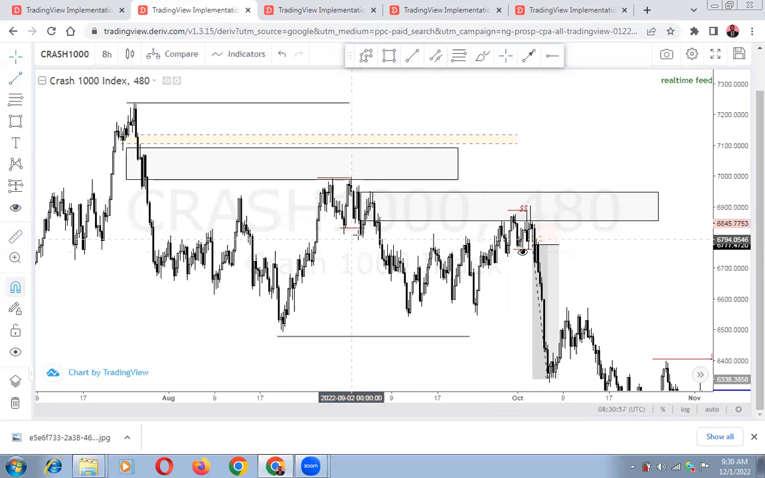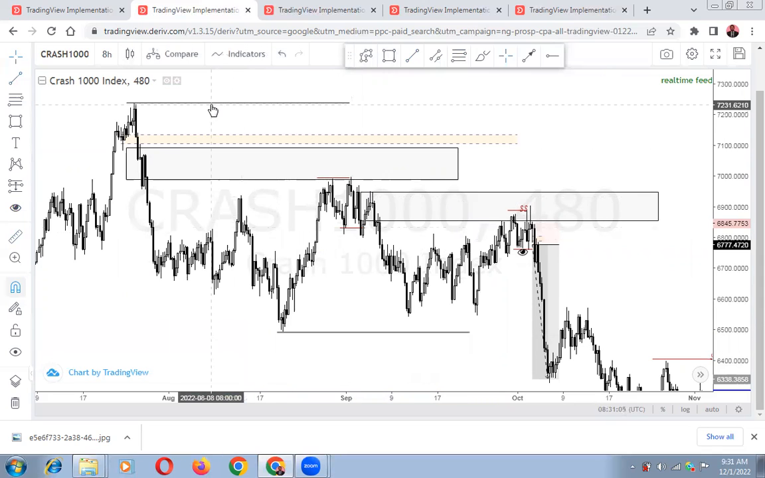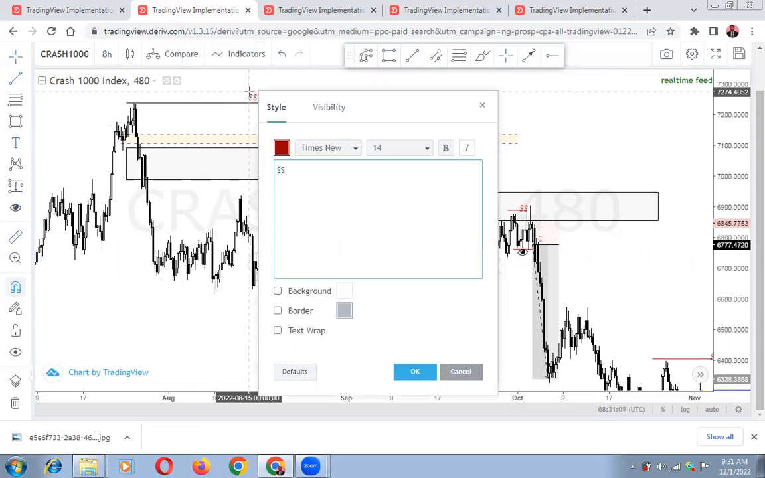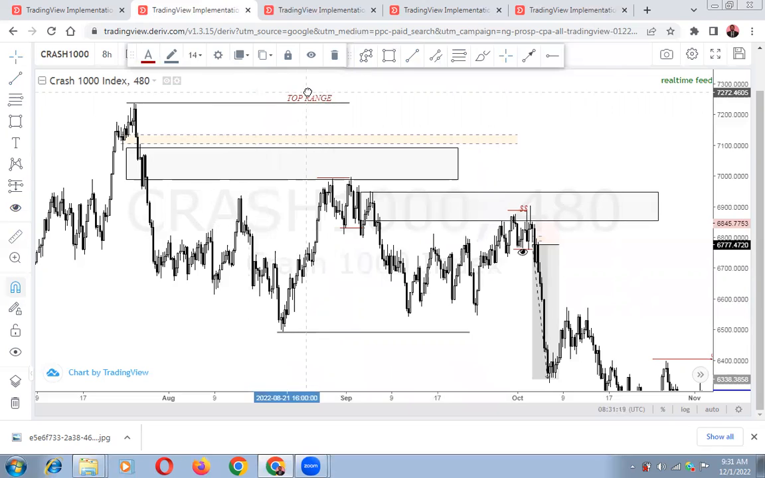At this point, what did price do? Price traded back into that zone and came. It couldn't break this low because this was our trading range. This place was the top range, and this was the top range. As price didn't break the top range, price came back.